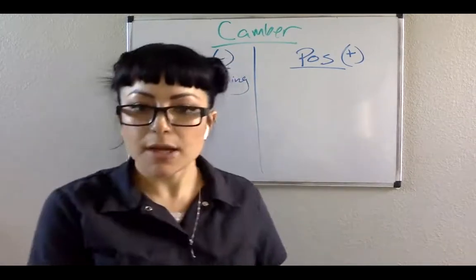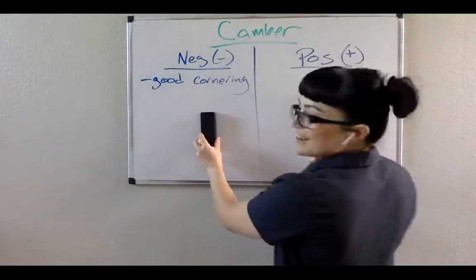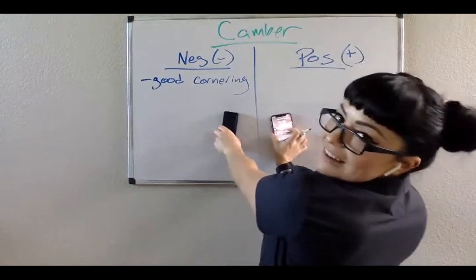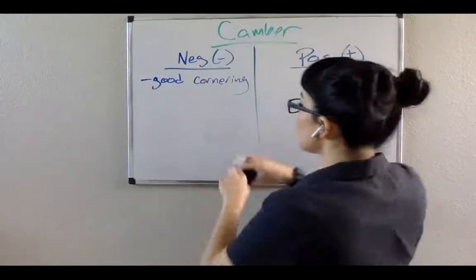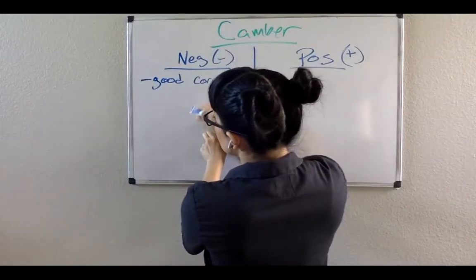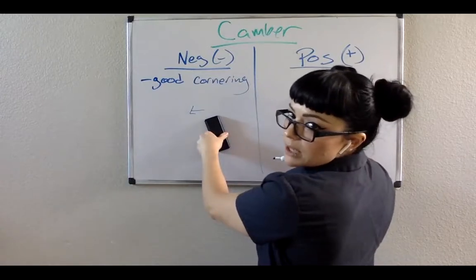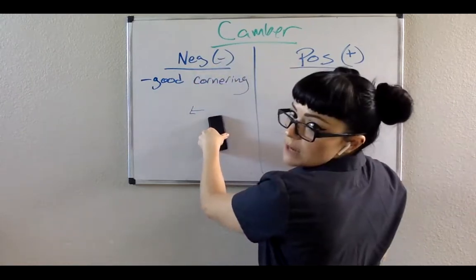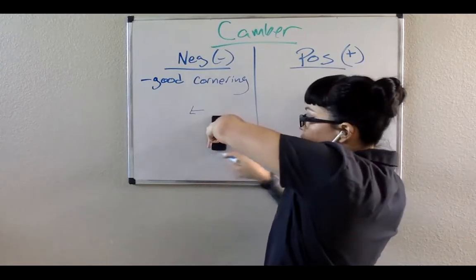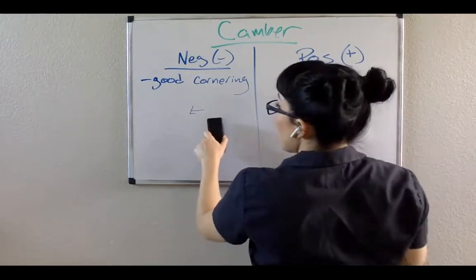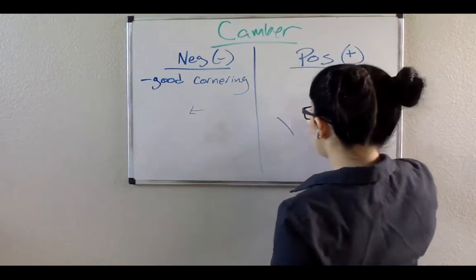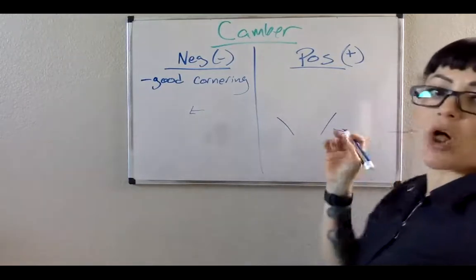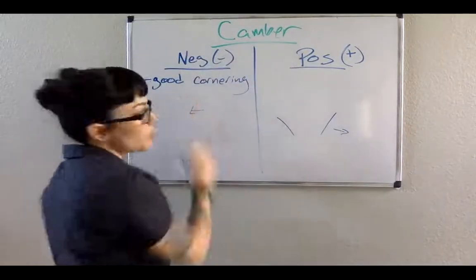Negative camber, if I've got my tire, we'll say this is my tire here, right? I've got two tires here. I've got a tire here, and we'll say this is toward the inside of the vehicle. If I have a little bit of negative camber, when I go to turn into a corner, my tire is going to level out. So in the corner, I'm going to have the most contact patch possible. If I have positive camber, meaning my tires are outward like that, when I go to make a turn, this tire is going to go further on its sidewall and have even less contact patch. So we get good cornering out of negative camber.